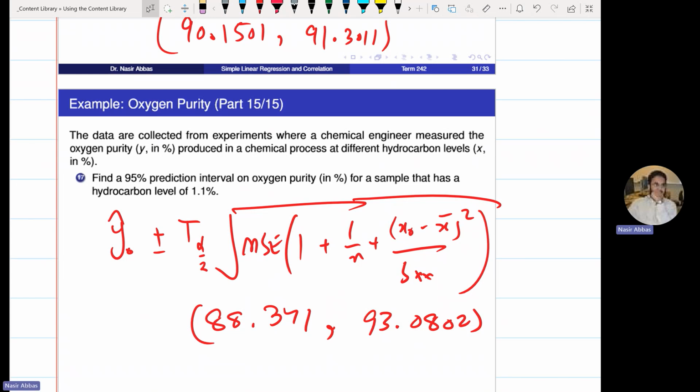For the second one, you will say that for a sample where the hydrocarbon level is 1.1%, we are 95% confident that the purity of that sample will be between 88 and 93. The oxygen purity of that one sample, one observation will be between this and this. For that one, you will say for all the samples where the hydrocarbon level is 1.1, we are 95% confident that their average oxygen purity is between 90 and 91.